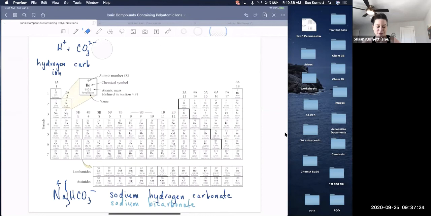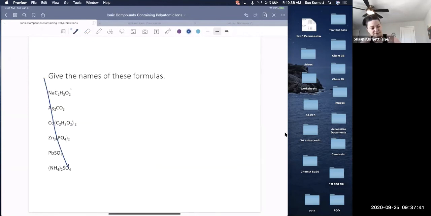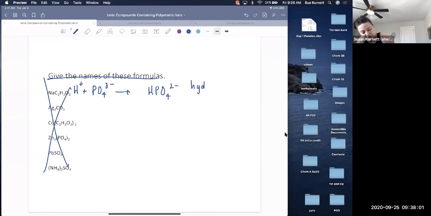Let's do it a couple more times. So here I have phosphate. And I can add a hydrogen. And when I do that, the charge changes by one. It goes up by one. So what was -3 is now -2. And that is called hydrogen phosphate. But it can also be known as biphosphate.